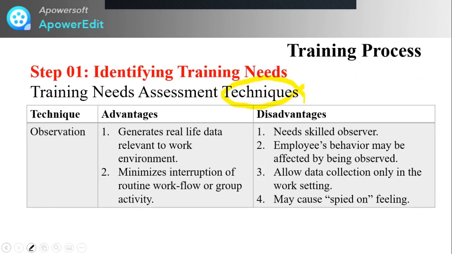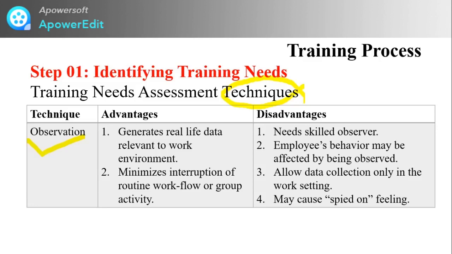There are many techniques. Here I use simple techniques to understand. First one, observation. This is a very common activity: observing. You observe the employee's working behavior. Through your observation, you can find the areas where the worker is lacking. Then, considering your findings, you can prepare the training program.